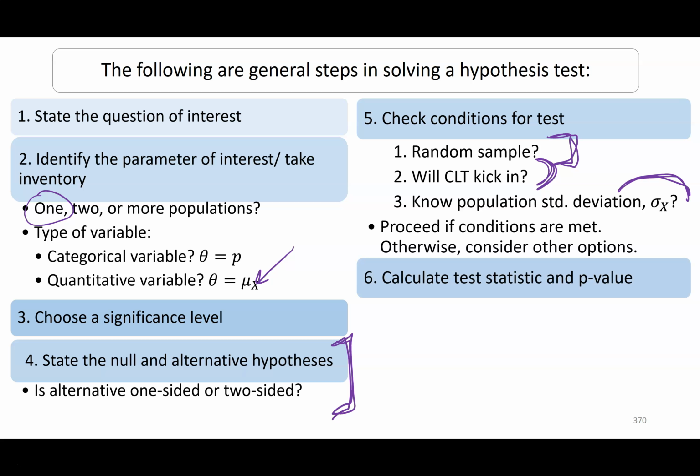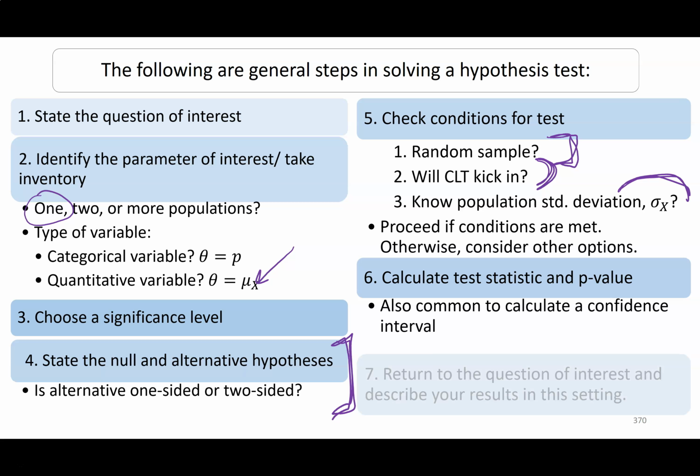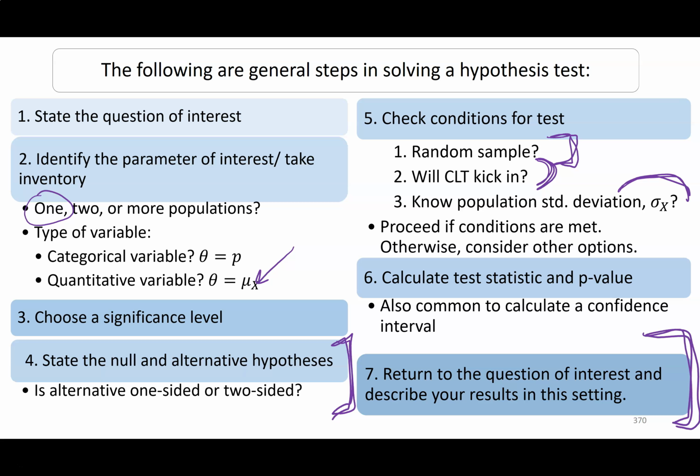And then calculate the test statistic and p-value. That's a whole other lesson that we will focus on. And a lot of times it's become more and more common that folks will also calculate a confidence interval. A lot of times it's helpful to follow up, hey, is the average different than this? Yes. Well, people usually will want to know, hey, what is the average? And then return, similar to with the confidence interval, you have to actually return and make sure that you answer that question of interest in full.